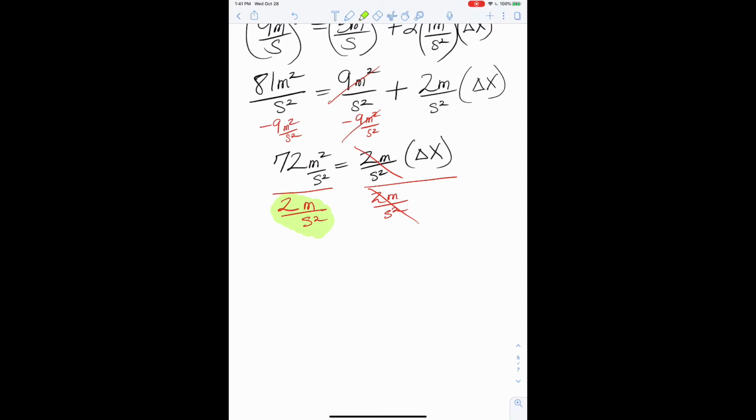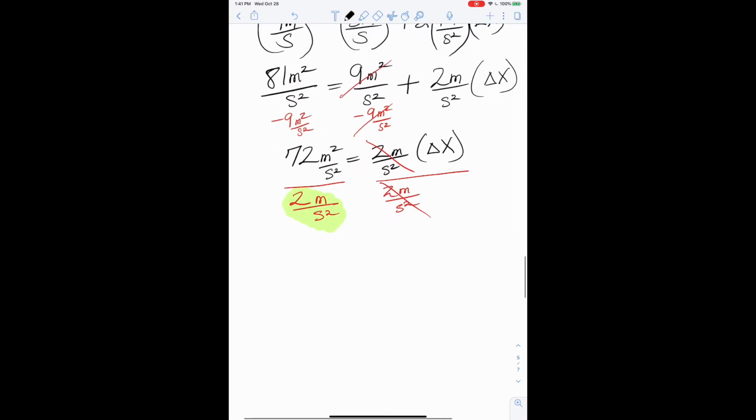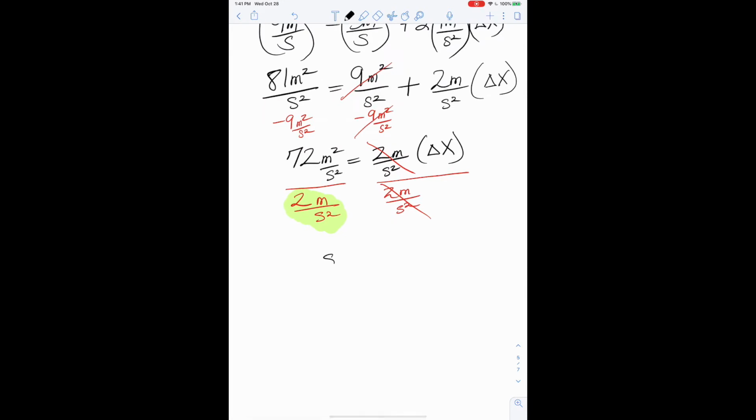What's the reciprocal of 2 meters over seconds squared? It's the flip of it. The reciprocal is going to equal seconds squared over 2 meters. So when we divide by a fraction, we multiply by its reciprocal. So we're going to multiply 72 meters squared per second squared by this reciprocal. And that is going to be our delta x.